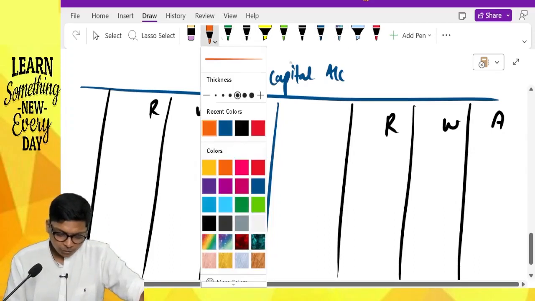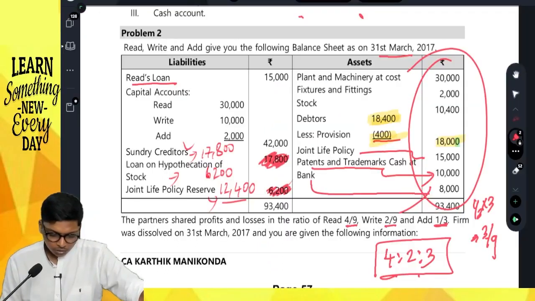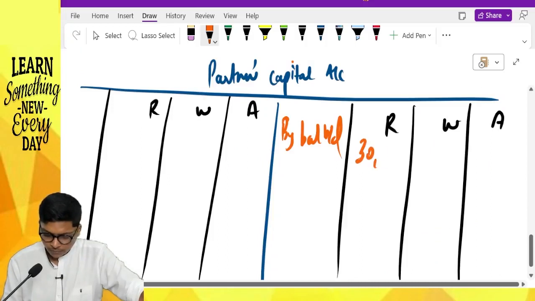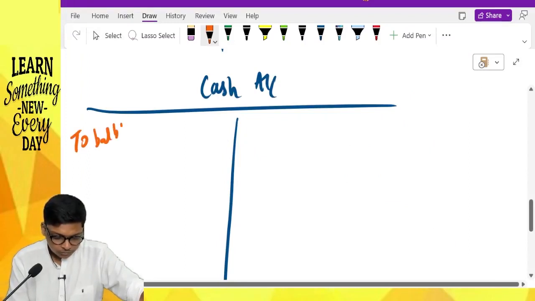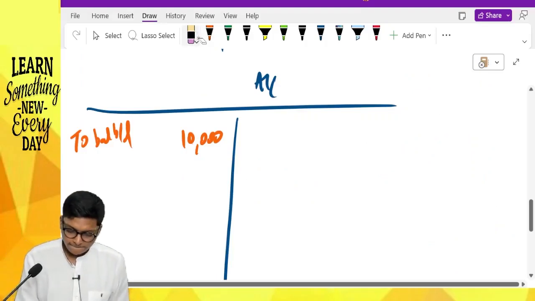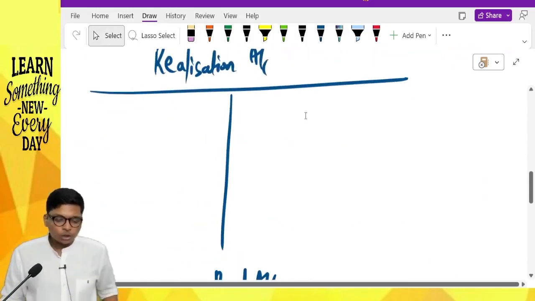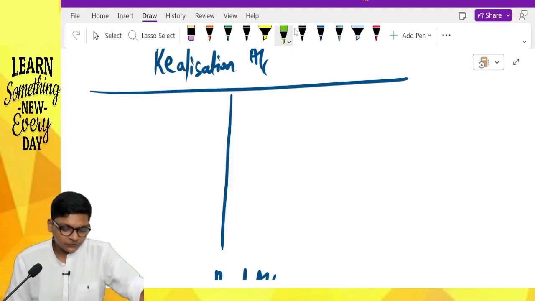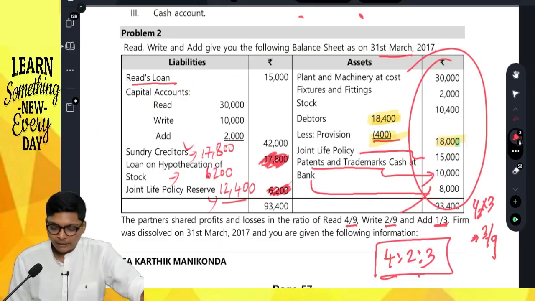So let's start filling the values. By balance brought down 30. Go to cash account. Opening balance is 10,000, correct? Bank account. And then realization, do the transfers, guys. First step, transfer to, I'll write sundry assets because it's simple for me. What is the value, guys?